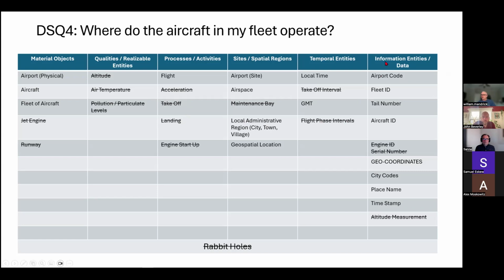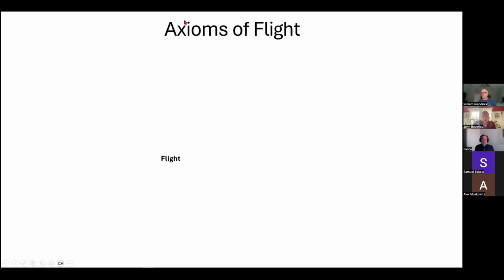Then after we had the conversation last week, I filled in the information entities, the generically dependent continuants, with some of the things we had discussed in the conversation, right? And then we talked about, if we're going to talk about flights and aircraft operating, we went through this discussion about potential axioms, self-evident truths. So if you have a flight, that means there are certain axioms of that. That means there's a participant in that flight.